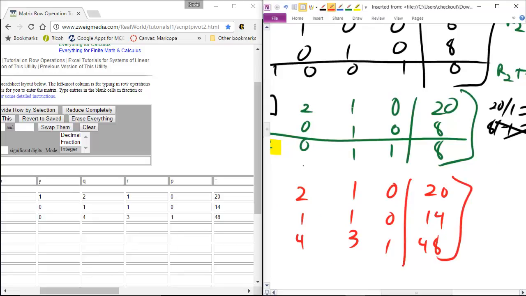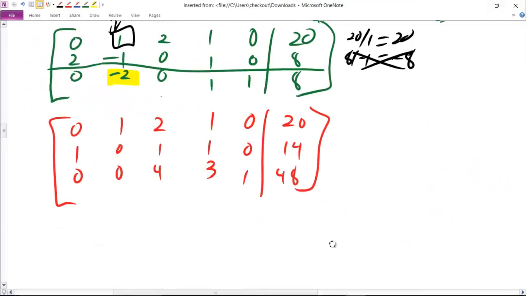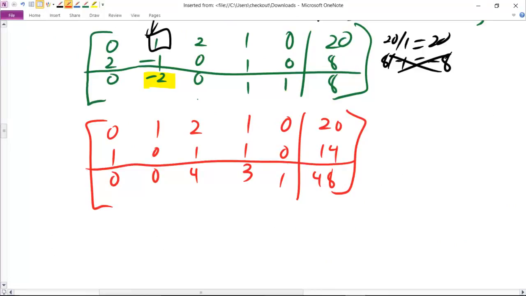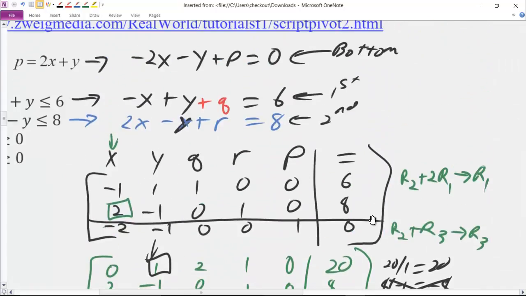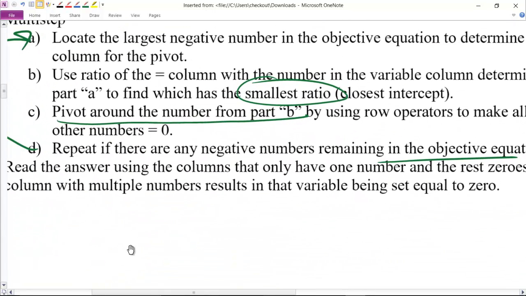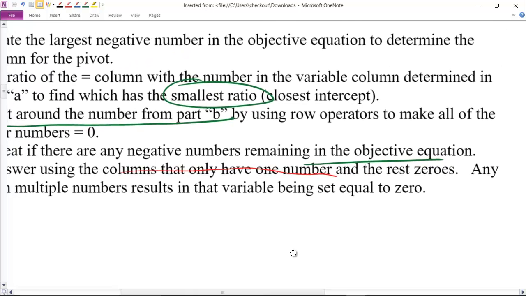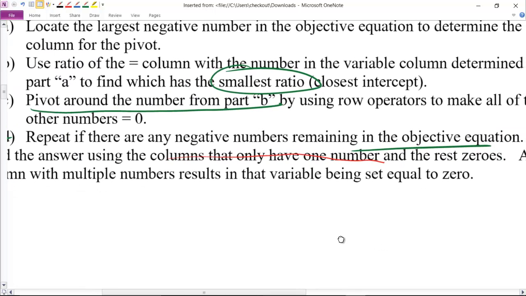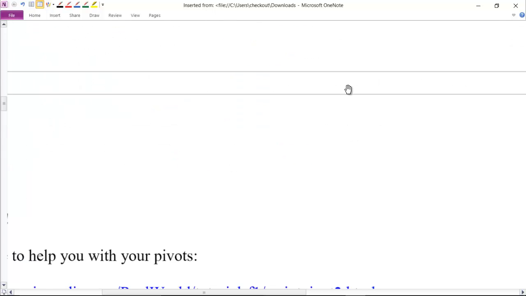All right, ladies and gentlemen, now we do the whole thing again. We say to ourselves, are there any negative numbers? Good news, there are no negative numbers. We're done. So now we're done with the simplex matrix. We're ready to read our answer. So let's go back up to the steps. Next step: read the answer using columns that only have one number and the rest being zeros. Any column with multiple numbers results in that variable being set equal to 0.